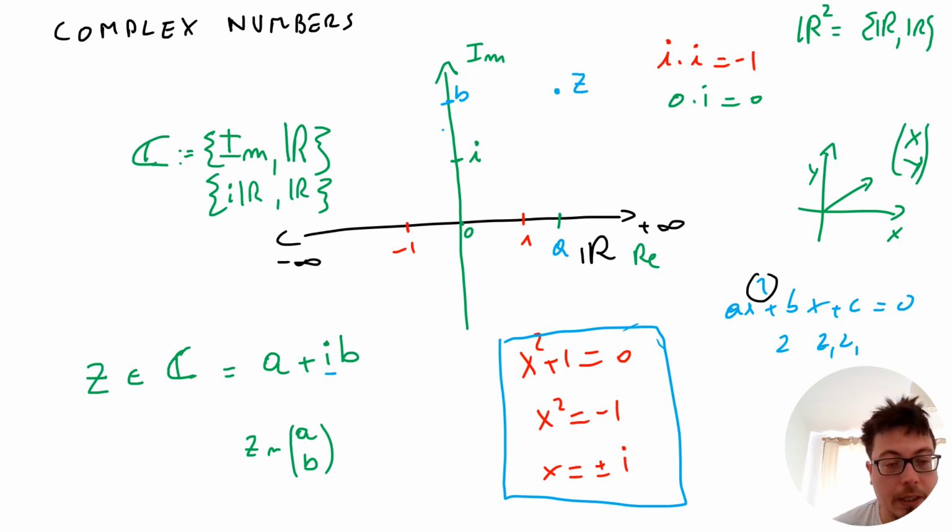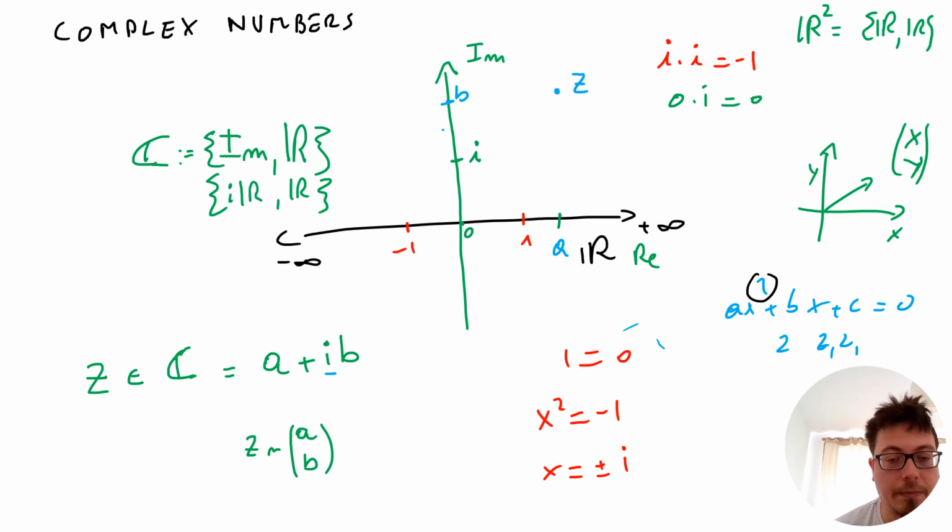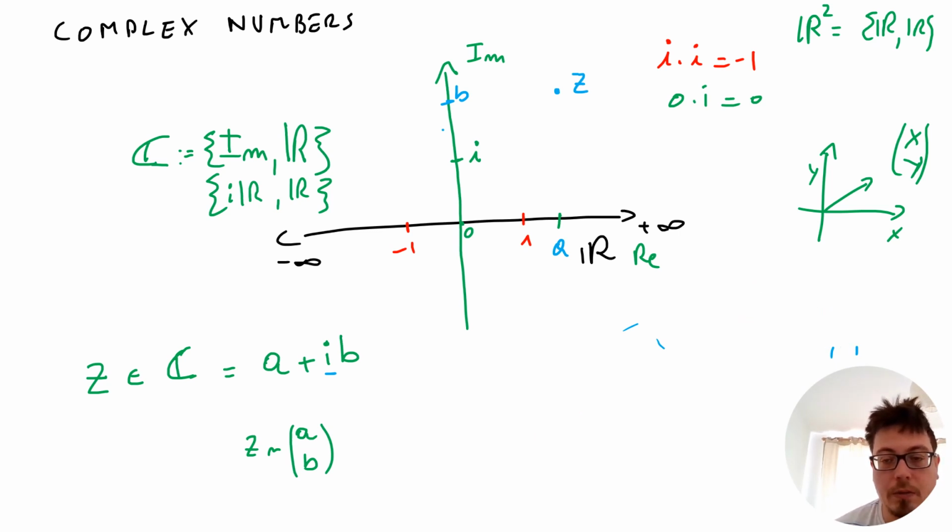How about real numbers? As you can see, every real number can be thought of as a complex number quite easily. If you remember that 0 times i is 0, you can always think, if you want to complicate your life, that 2 can be thought of as 2 plus i0. So a real number is a real number plus a zero imaginary number.